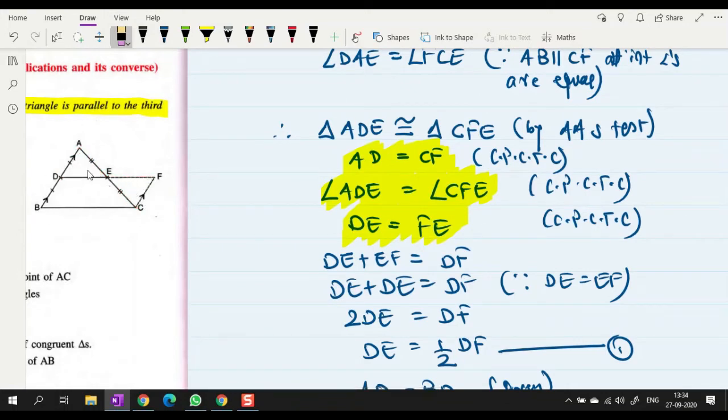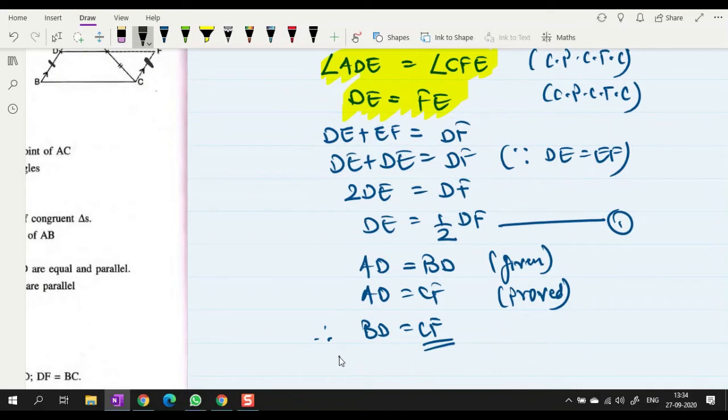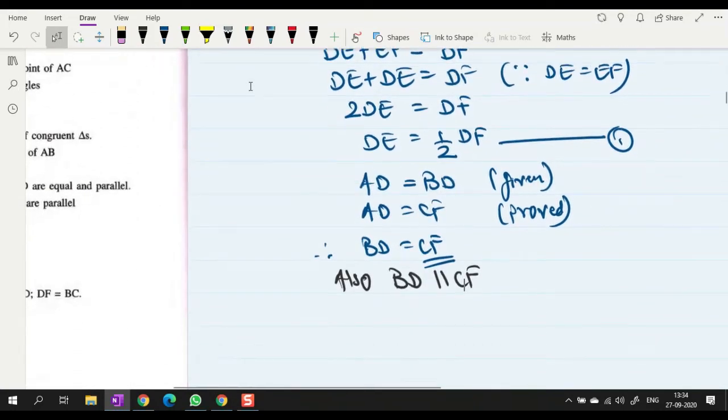If I erase everything and simplify, I will show you what I have proved. I have proved that AD is equal to CF and AD is equal to BD was given. So BD is equal to CF. Also, BD is parallel to CF. Why? Because AB is parallel to CF and BD is a part of AB. AB is parallel to CF by construction, so BD will also be parallel to CF.